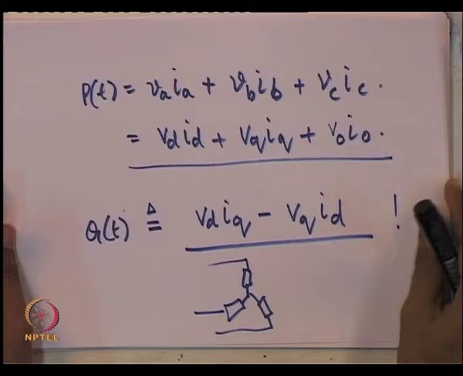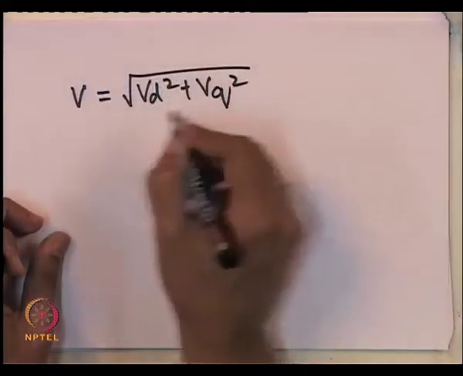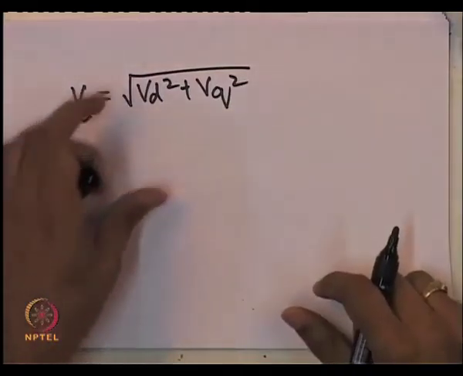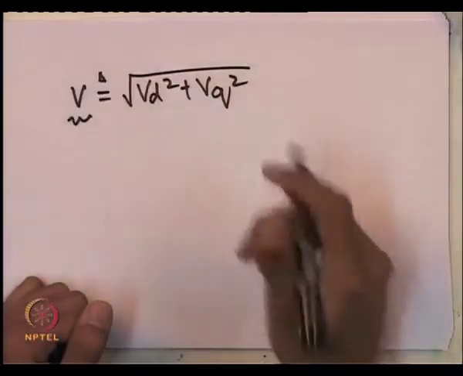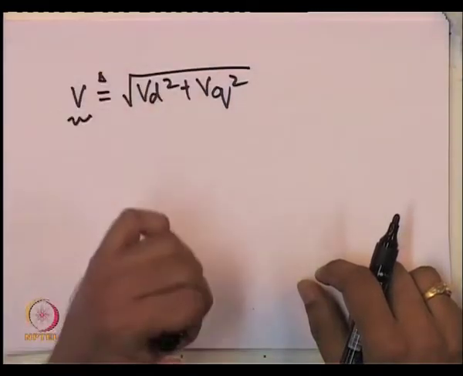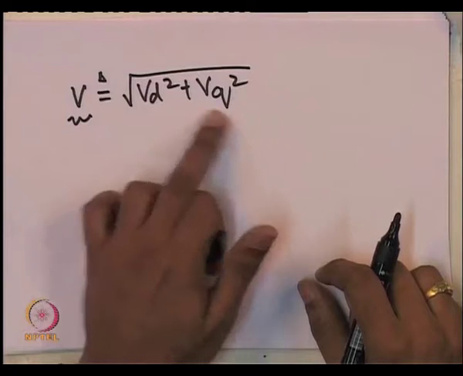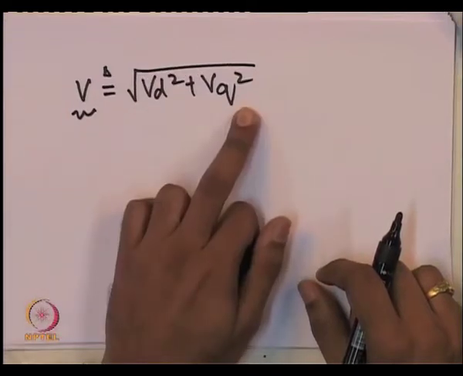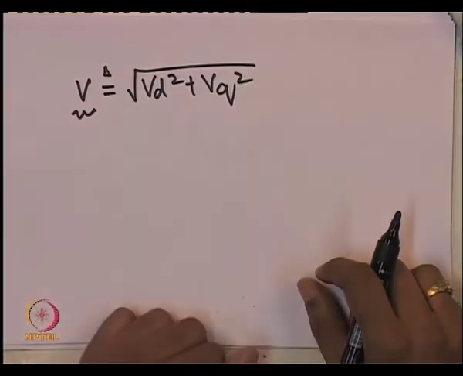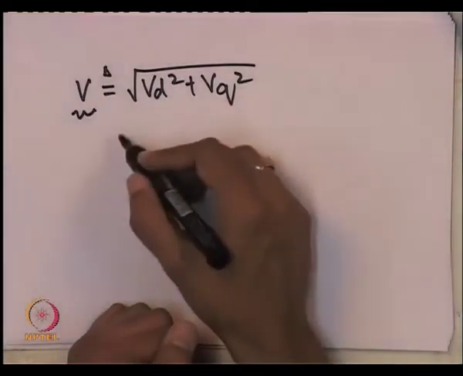Now, if I am measuring V as root of Vd square plus Vq square, I am getting the instantaneous value of magnitude, or this is the definition of the instantaneous value of magnitude, which is consistent with what we get in steady state. So, this will be equal to the line to line RMS voltage magnitude in steady state. Okay. So, this is a nice definition.